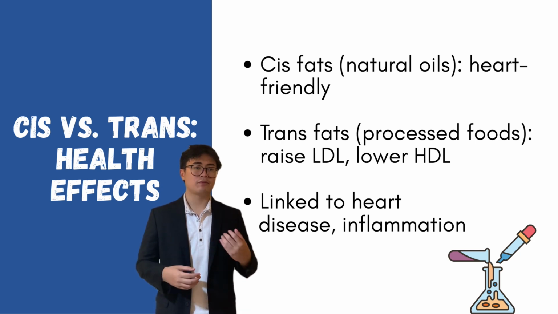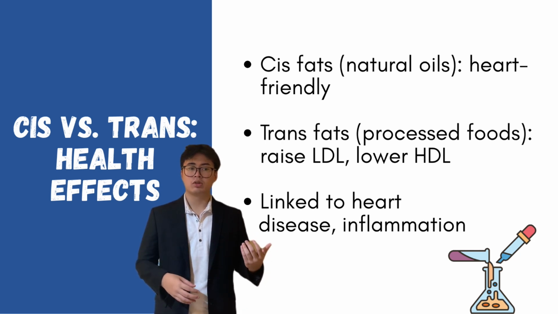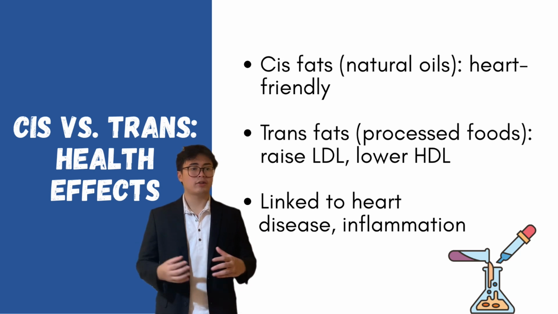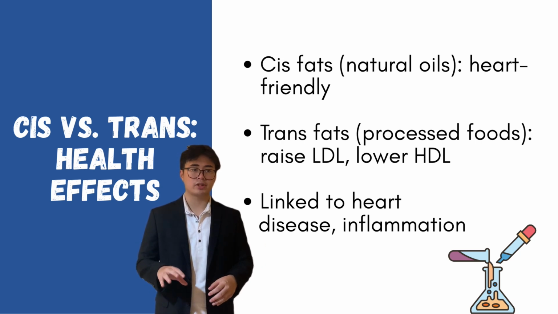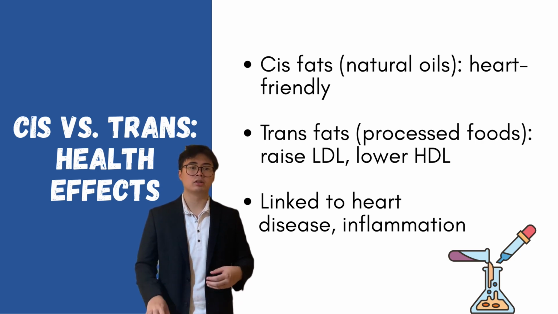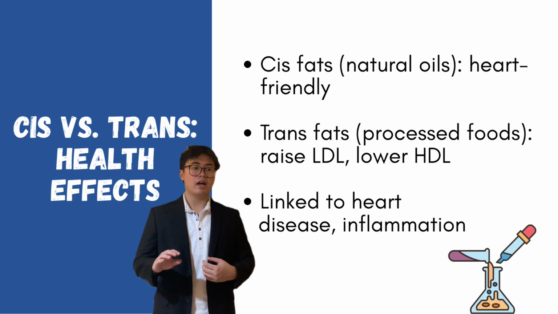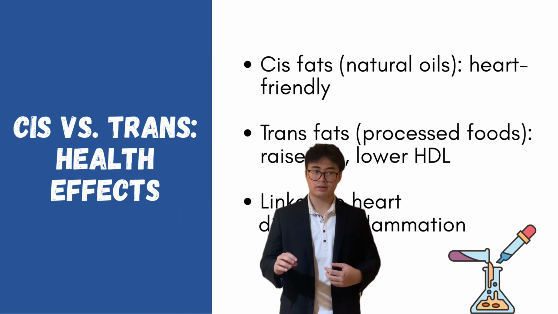Cis fats, which are found in natural oils like olive oil or avocado oil, are considered heart-friendly. On the other hand, trans fats commonly found in processed and fried foods are harmful. They raise bad cholesterol, lower good cholesterol, and are linked to heart disease and other chronic illnesses.